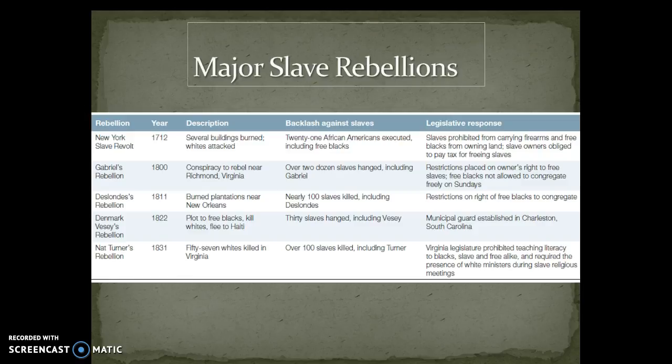This is just a chart for you guys to look at the slave revolts that did take place between 1712 and 1831. These are the big ones. Now, there are a couple of other small ones that did happen, but you can see in your book and read about these: who led it, the year, the description, what happened to the slaves, and also laws that came out of these slave uprising rebellions.